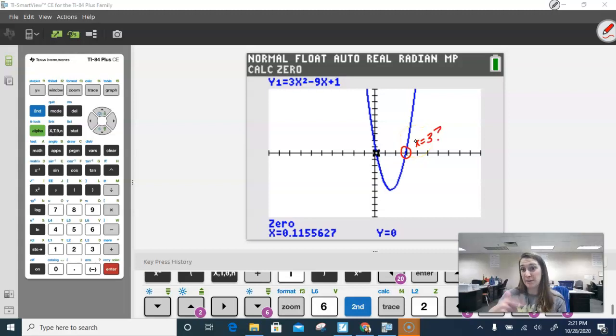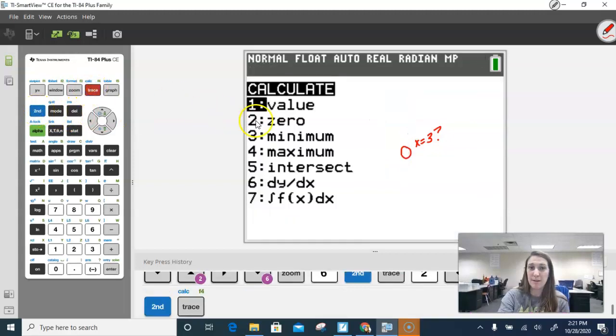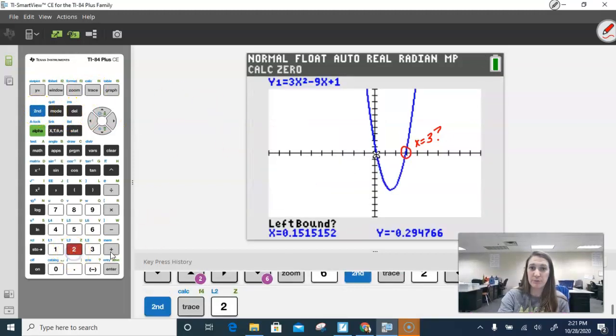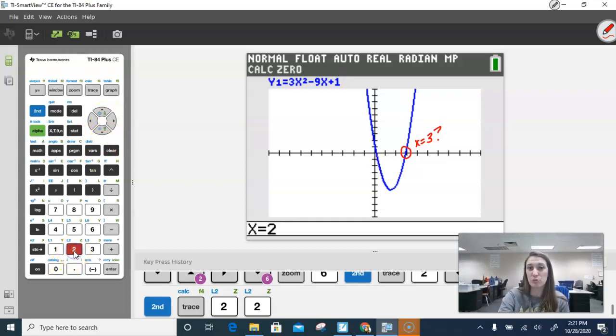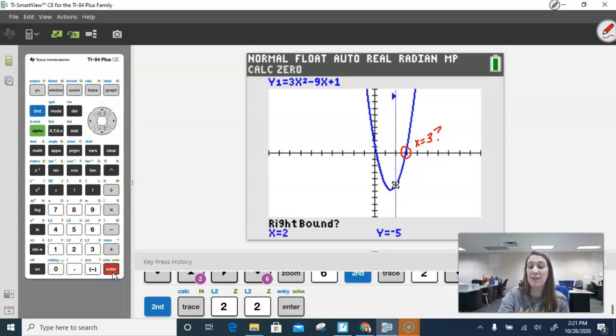But when it asked me for those same prompts again this time, so second, trace, go to the zero finder, number 2. When it says left bound, I just have to type in an x that I know is before the x-intercept that I'm looking for. So I'm just going to type a 2. Rather than using my right arrow to scooch over there, I'm just going to type a 2. And then when I hit enter, it moves itself, which is really nice.